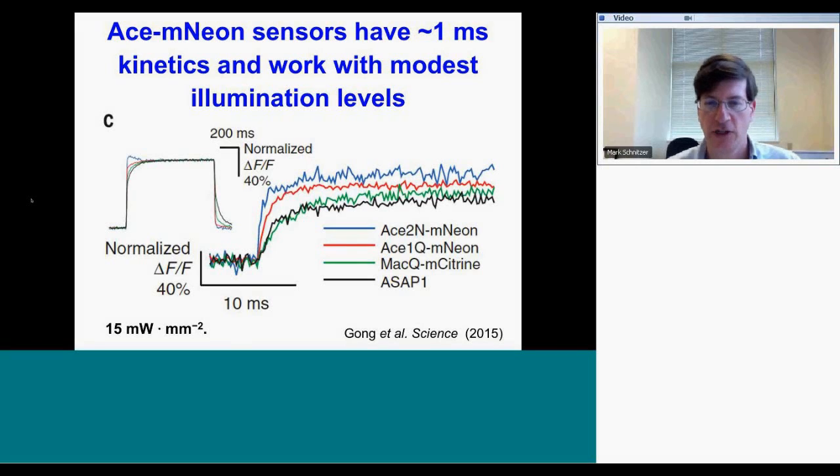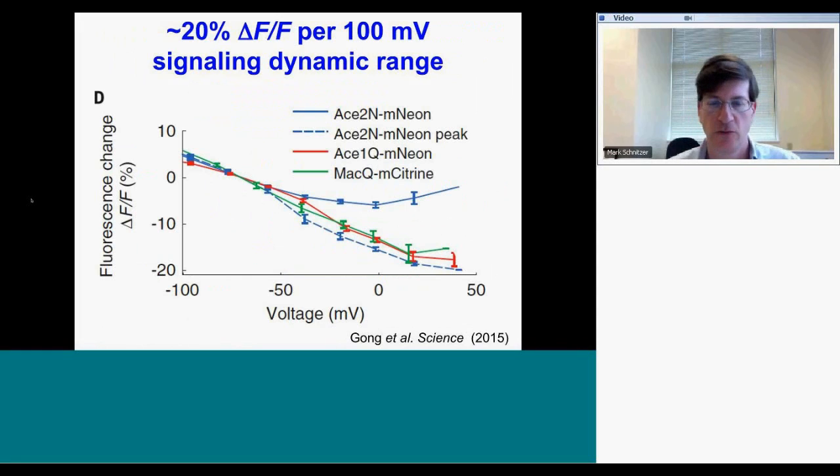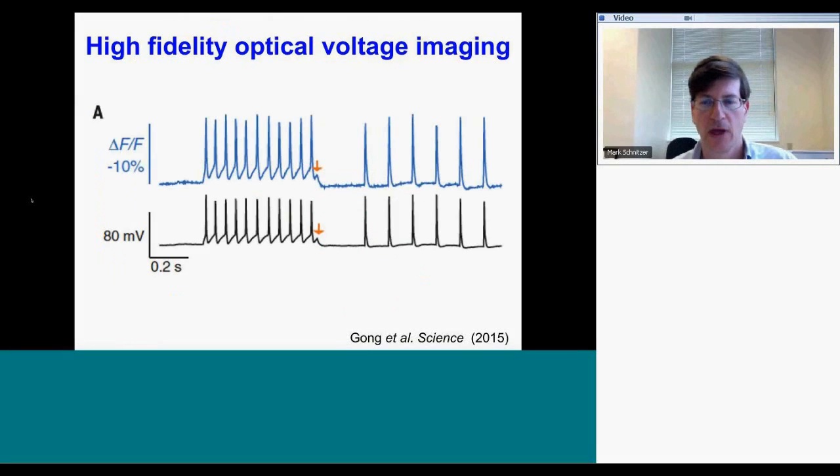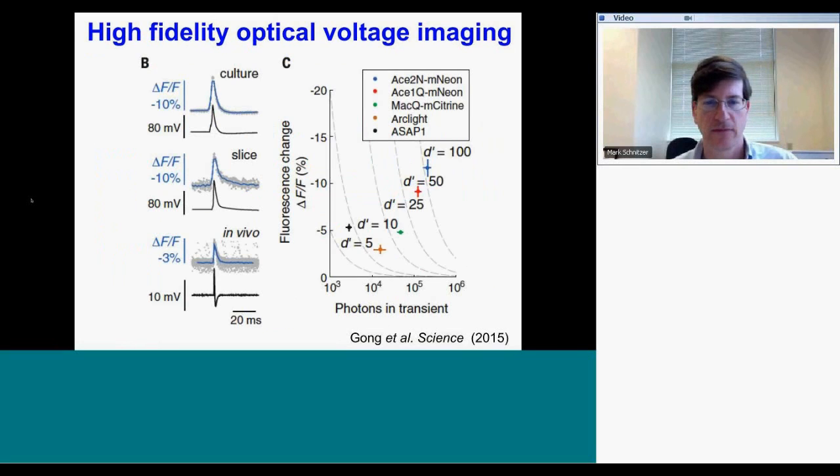ACE also has millisecond scale voltage-dependent kinetics, as you can see here in the optical responses to step depolarizations. If you look here at the finer time scale, you can see that the fluorescence output decreases. These are inverted on the 1 millisecond scale. Again, using modest illumination levels, much less than you would use with opsins by themselves. And the signaling dynamic range is about 20% delta F over F per 100 millivolts of voltage change. And this provides reports on subthreshold membrane voltage dynamics as well as spiking dynamics.